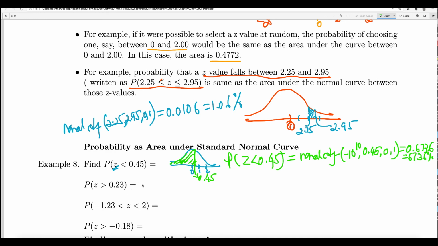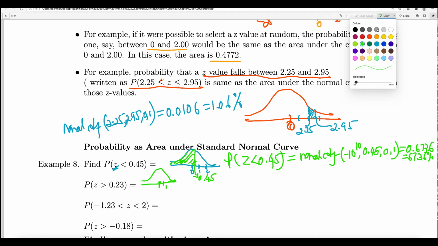Or the second one, you have this normal distribution, 0.23. You are finding G greater than 0.23, so this is 1, right? 0.23 will be somewhere here. Let me use a different color for that. So 0.23 will be somewhere here close to 0. And then you are trying to find all the area right of that because it says greater than.